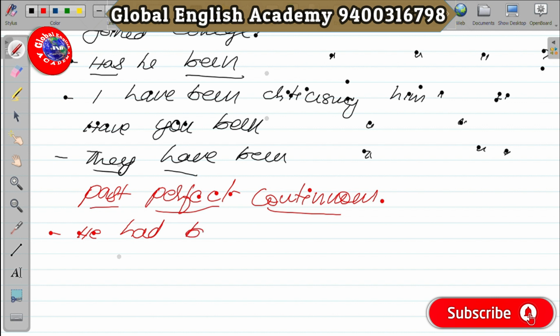Okay, that's how we create sentences in present perfect continuous. Let us see past perfect continuous, because time is very short now. So let us look into that also, then finish the class of today.